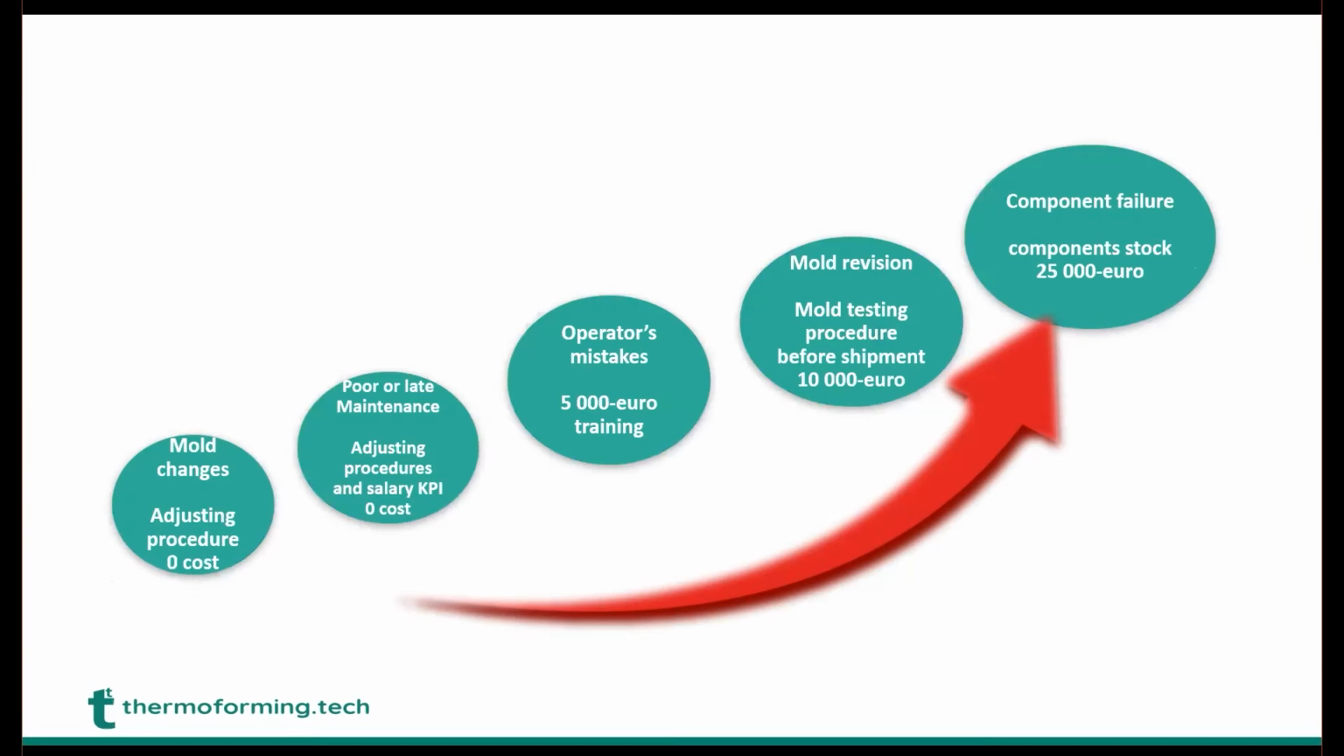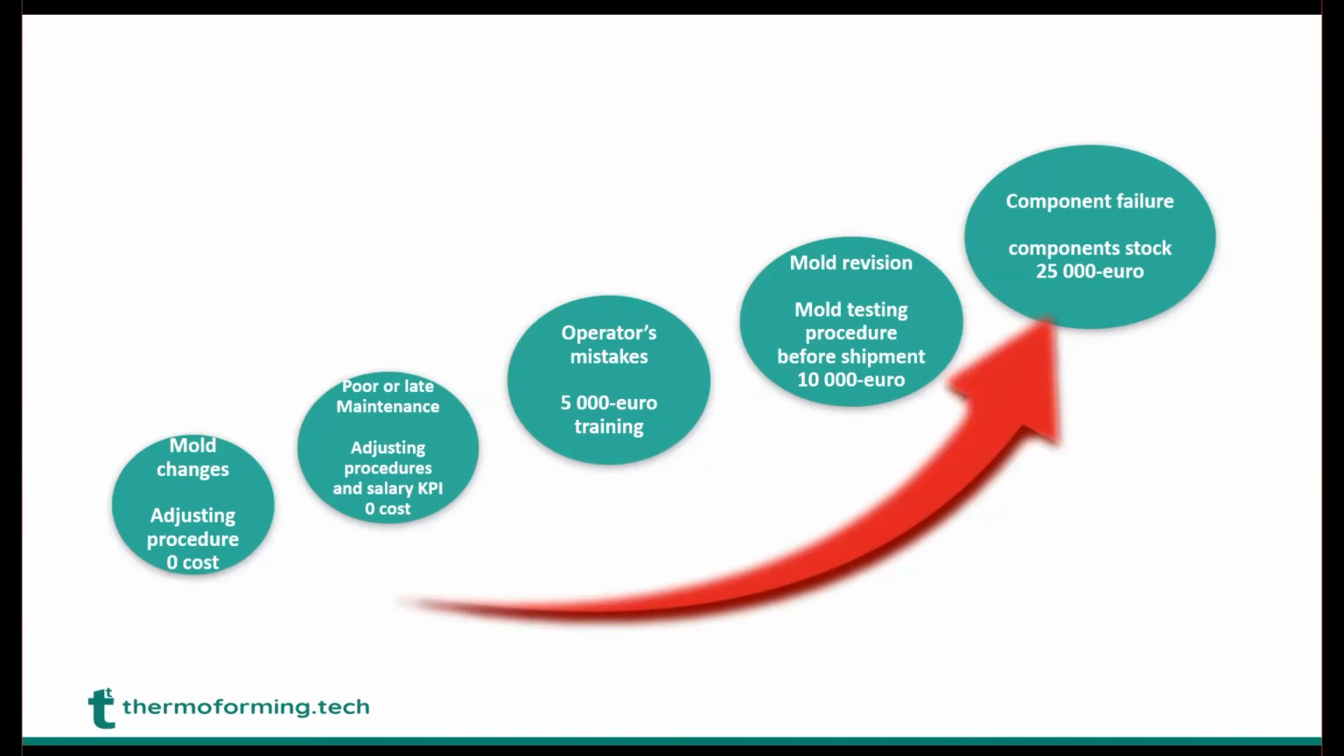So, for example, the mold changes which we had there, unplanned mold changes, longer mold changes. Mold changes are about process adjustment, and how many of these unplanned mold changes you have and how fast you change the mold. Same with poor, late maintenance. These are things which can be done without investing money.